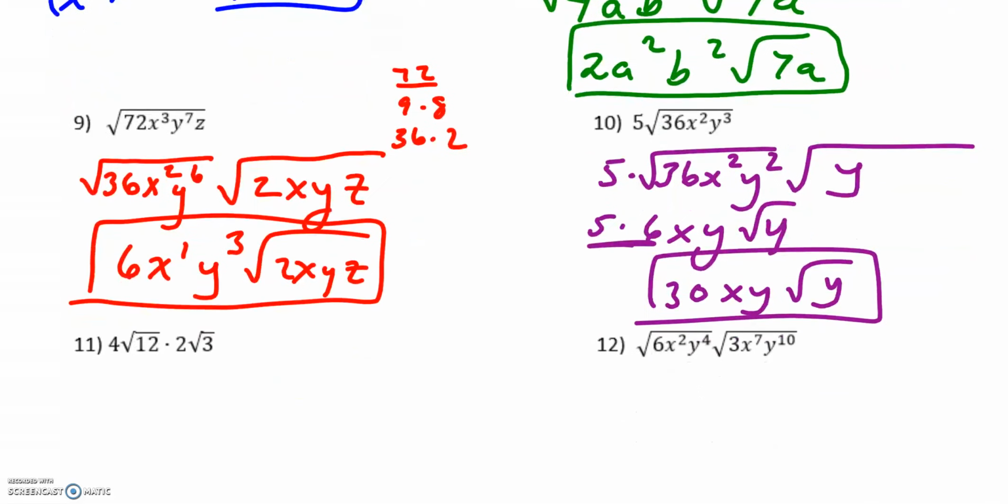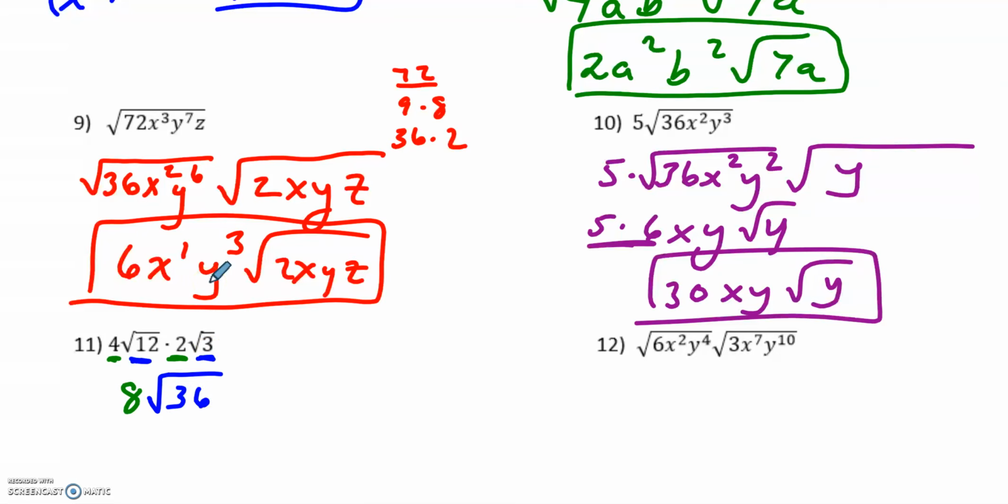Number 11. This is a good problem because it reminds you about what you can and cannot multiply or change with radicals. Whenever you see two regular numbers, you're more than happy to multiply those. So 4 times 2 would get me 8. If you see two numbers underneath a radical, you'll learn eventually that you cannot add them, but we can multiply them. So if I have root 12 times root 3, that would really be root 36.